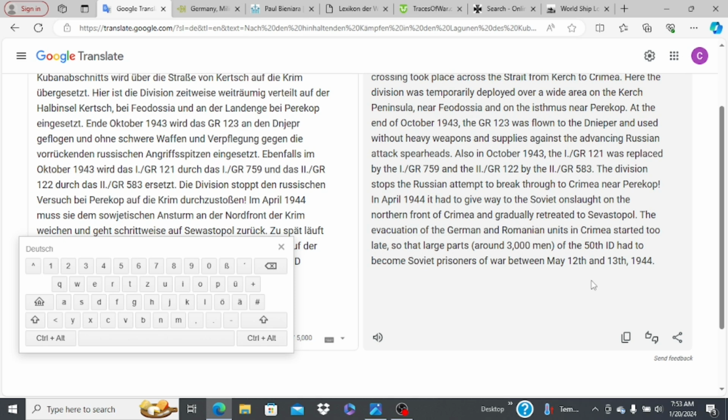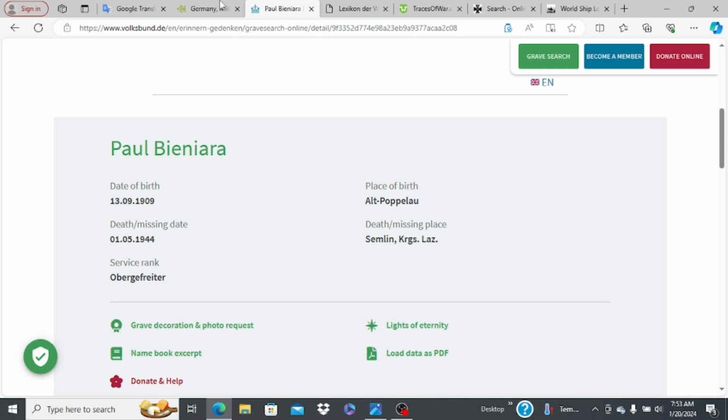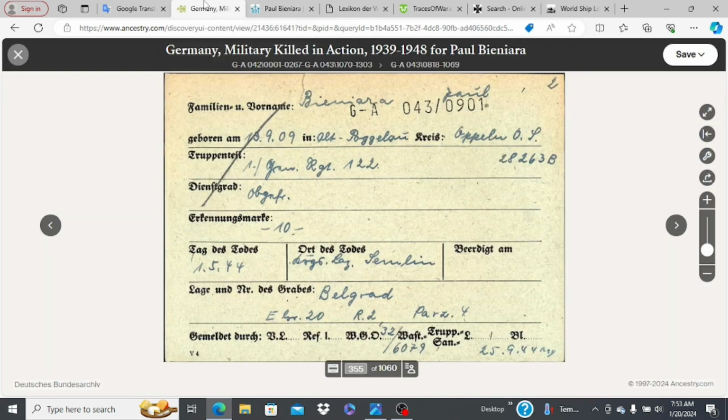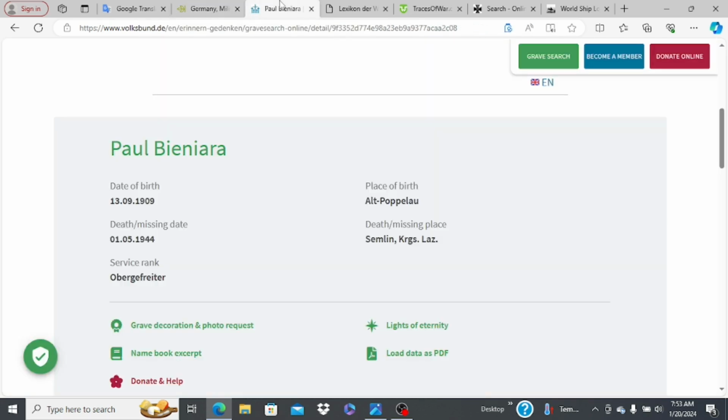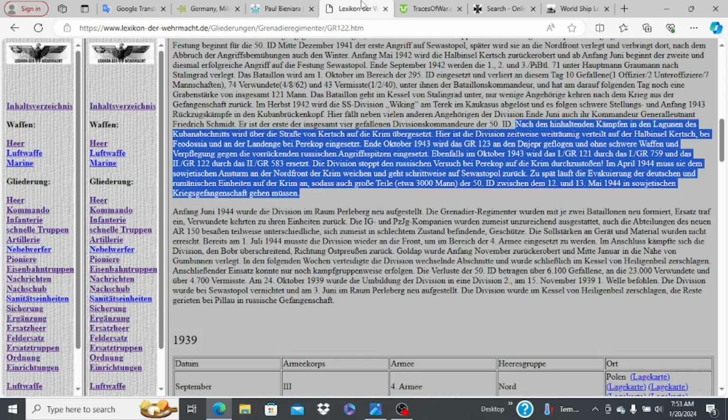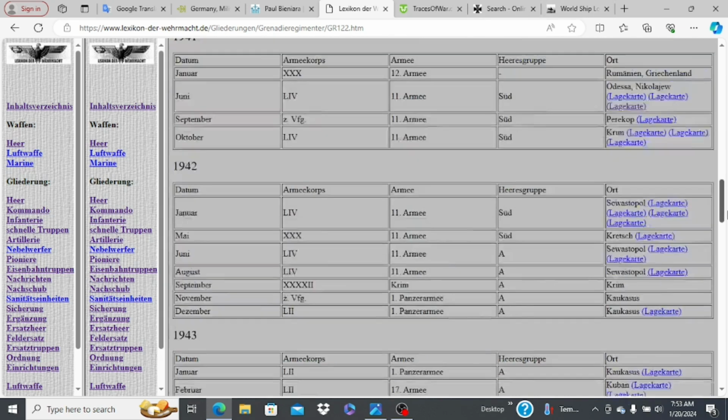Yeah, so the division Paul's unit was a part of was scrambling to get out of Crimea as the Soviet onslaught was coming toward them, and a large chunk of them became prisoners or were killed. Paul, of course, was wounded during that action, was medevaced, and died in Belgrade. So a pretty interesting story here. This is the kind of stuff that I really like about research, being able to put together a story, not only for the person that's on the card, but for their unit and kind of putting it in the context of the war altogether.